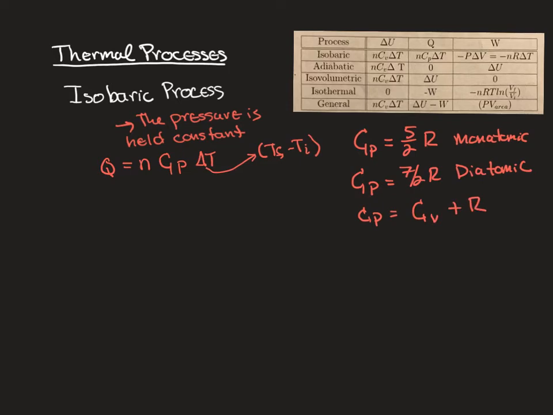Last, we need to talk about how to calculate work for an isobaric process. So we go isobaric, we go work, and we already know how to calculate work using the negative of the pressure times the change in volume. But you can also use the ideal gas law to make a substitution and say that work is equal to the negative of the number of moles times the ideal gas constant times the change in temperature. So this is an either-or situation. You can calculate work for isobaric using this relationship or this relationship.